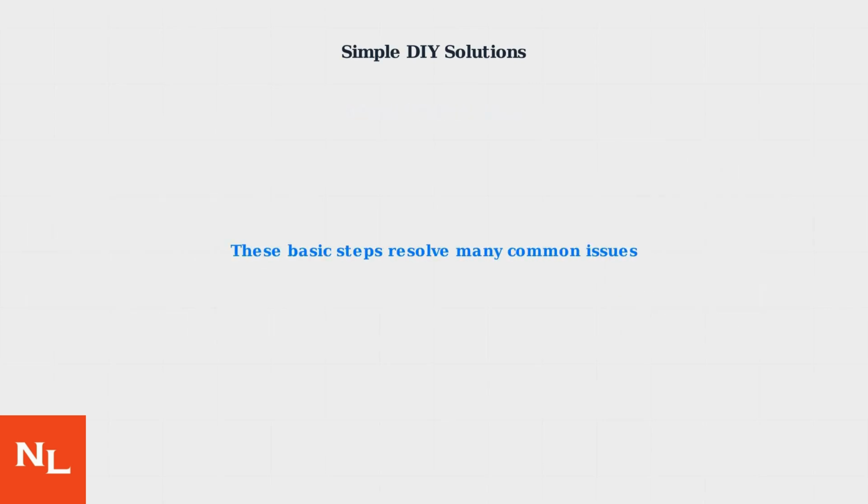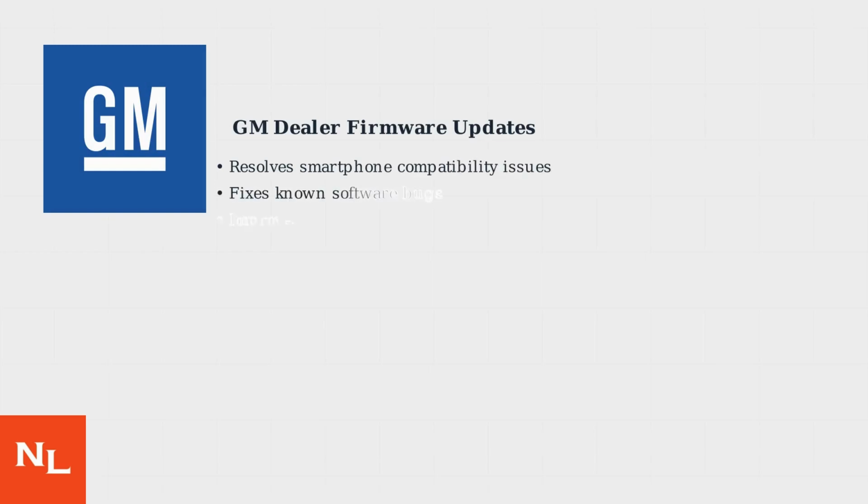These basic diagnostic steps and simple fixes resolve many common infotainment issues in the 2013 Equinox. If these solutions don't work, the problem likely requires professional diagnosis and repair. When basic troubleshooting fails, advanced software solutions become necessary. The first step is visiting a GM dealer for the latest firmware updates.